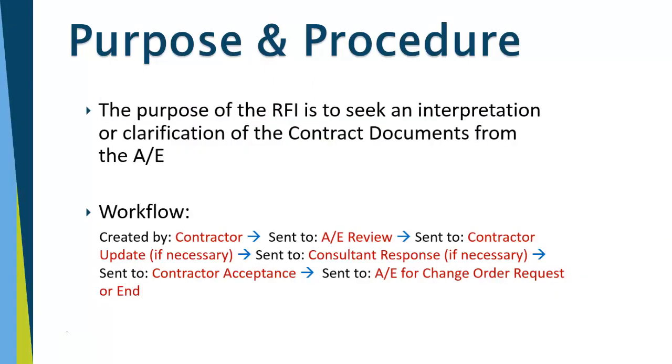The purpose of the request for interpretation, or RFI, is to seek an interpretation or clarification of the contract documents from the architect. For the workflow, it's created by the contractor, sent to the architect for review. It can go back to the contractor for update if necessary, or the architect can send it to a consultant for response. Then it goes to the contractor for acceptance, and possibly to the architect for a change order request.